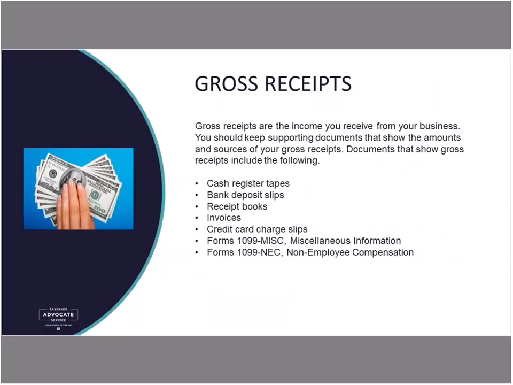A little bit about gross receipts. Gross receipts are the income you receive from your business. You should keep supporting documents, again, that show the amounts and sources of the gross receipts. They can include cash register tapes, bank deposit slips, receipt books, invoices, credit card charge slips, forms 1099 miscellaneous or 1099 non-employee compensation. Some TAS tips regarding gross receipts.